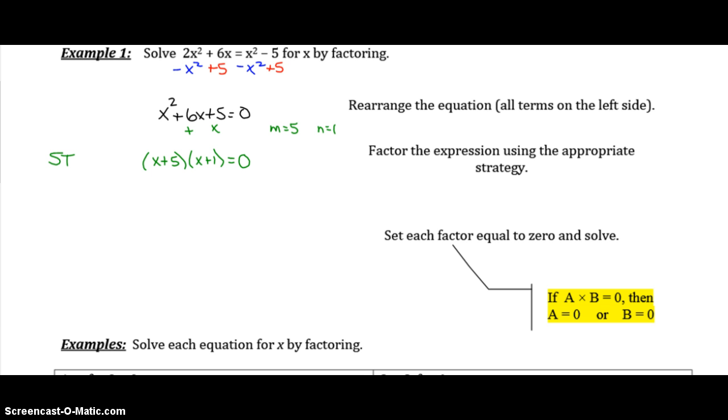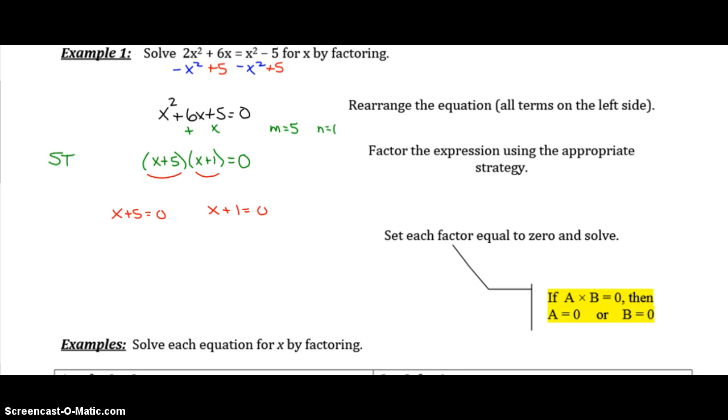The next step is to set each factor equal to 0 and solve. From the activity we did on the previous page, we said if you multiply 2 things to give 0, then the only way for that to happen is if either the first factor is 0 or the second factor is 0. So this is your first factor. That means x plus 5 has to equal 0. This is your second factor, or x plus 1 has to equal 0.